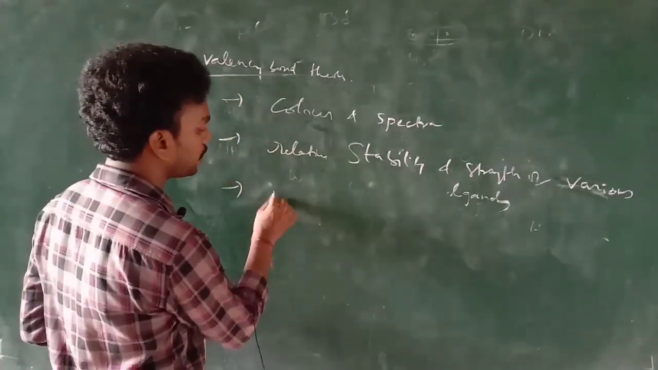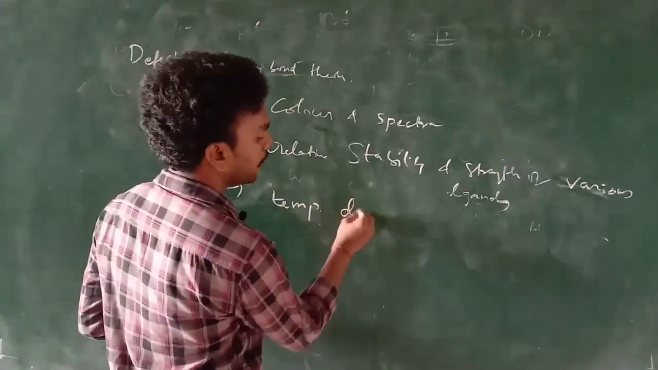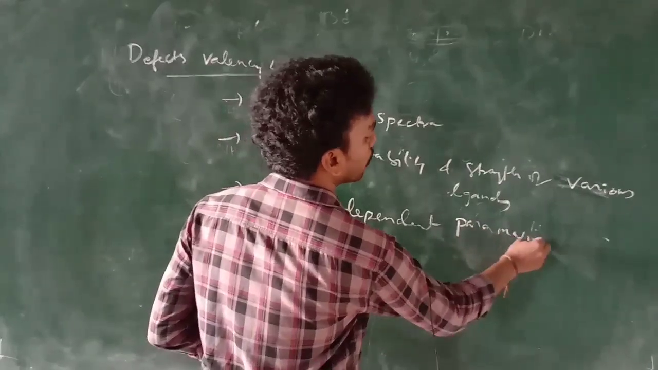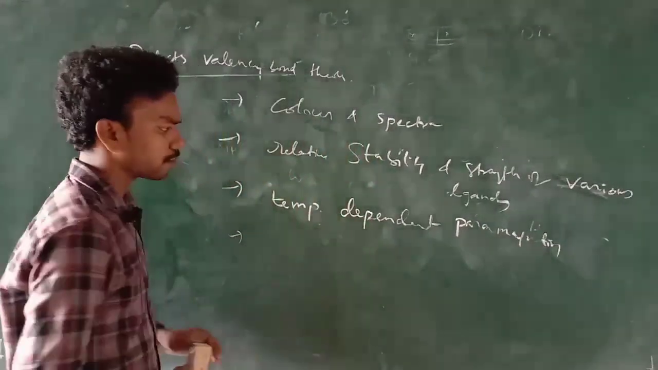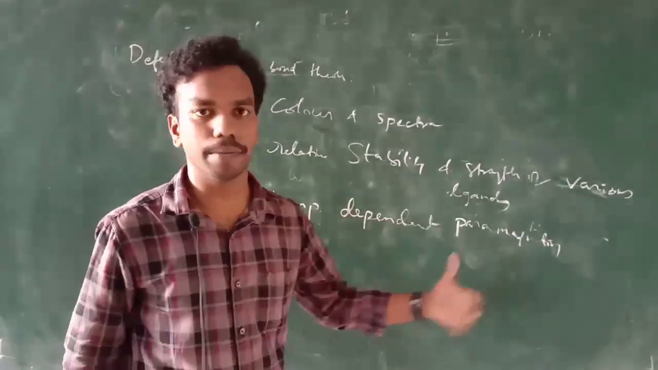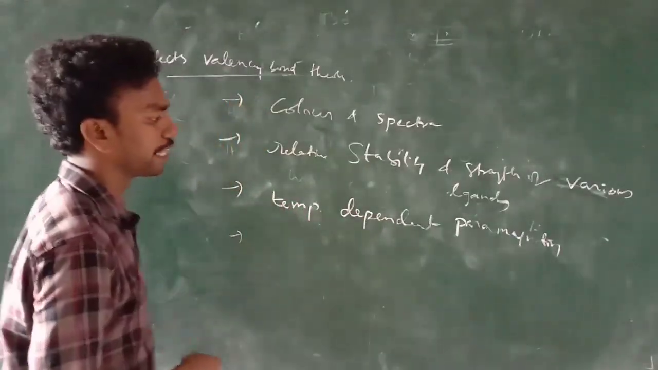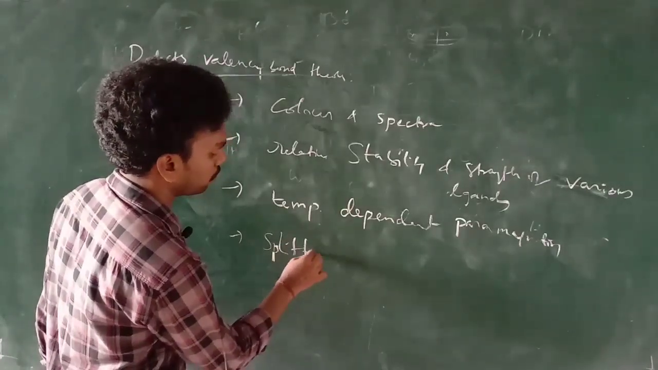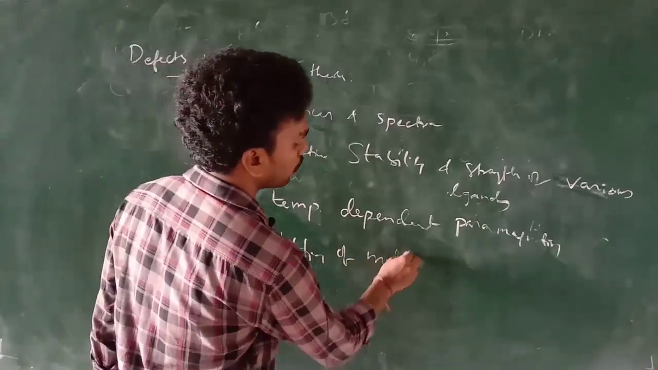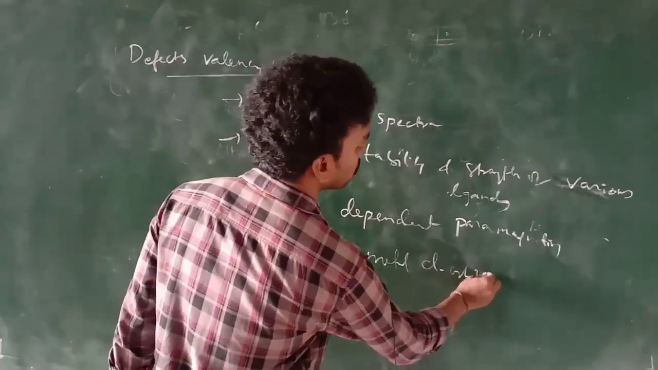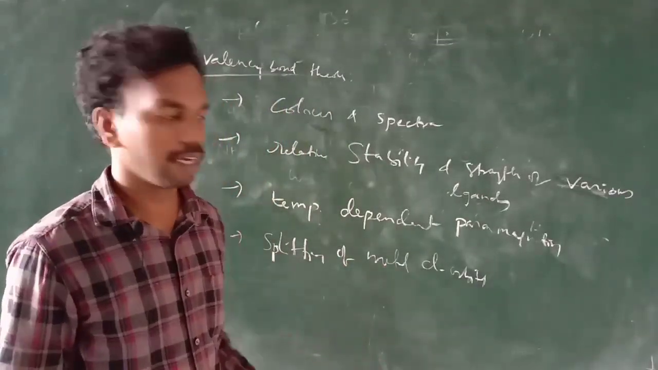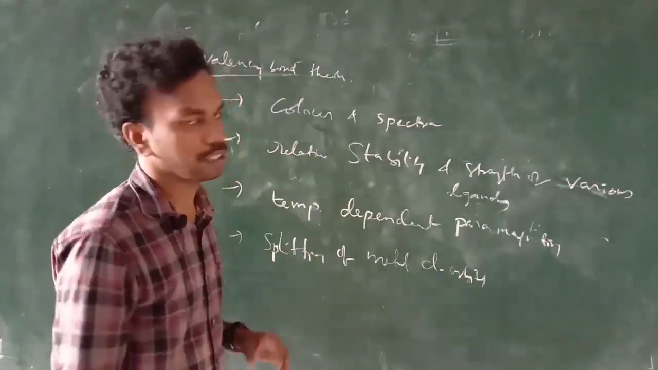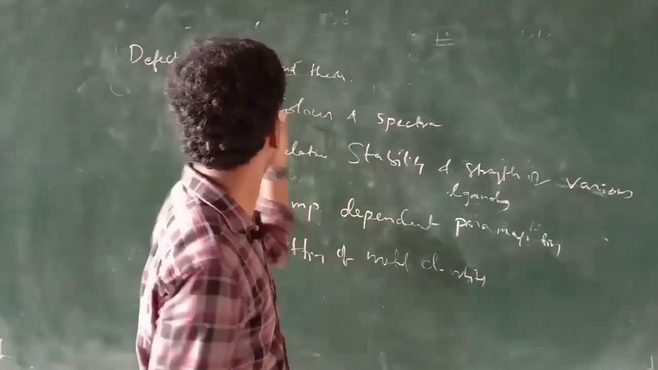And it does not explain temperature dependent paramagnetism, that is, how the magnetic behavior varies with temperature. Next, the splitting of metal d orbitals cannot be explained by valency bond theory; this can be explained by crystal field theory, which I will explain in the next theory. So these are a few defects regarding valency bond theory.